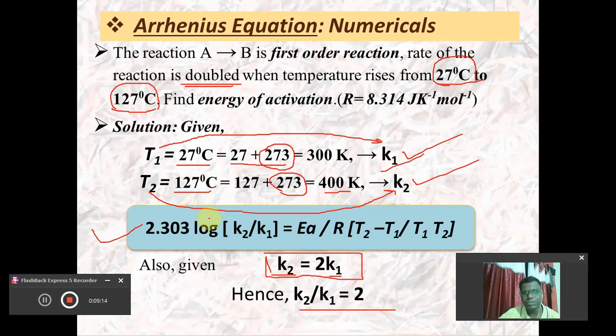And by using this condition, we will be able to calculate the value of energy of activation. So it's very simple, I think. It is very important to understand the numericals. Once you understand the numerical, you will be able to predict what things are given to you and what things are to be calculated. So this is a very important part actually.